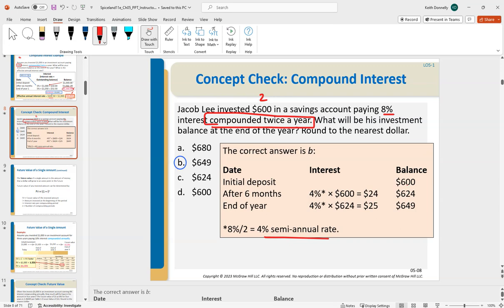So the initial deposit here is $600, right? 4% times 600 is 24 bucks, right? We add that to it, 4% times 624, 25 bucks. We're looking at 649, right? So this is showing an example of compound interest, but also layering in there that idea of figuring out the semi-annual rate. It's not always as simple as just using the given stated rate. Sometimes you have to convert it in light of different facts there.